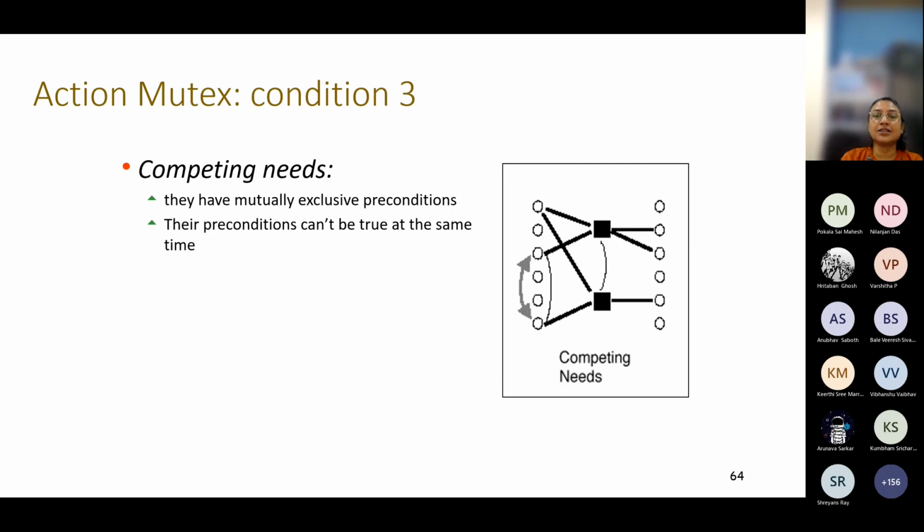Then the third condition, competing needs. So suppose A1 has P1 as a precondition, A2 has P2 as a precondition, but P1 and P2 are mutex. Then A1 and A2 will be mutex. Okay. So if the preconditions of the two actions cannot be simultaneously true, then A1 and A2 will be mutex.